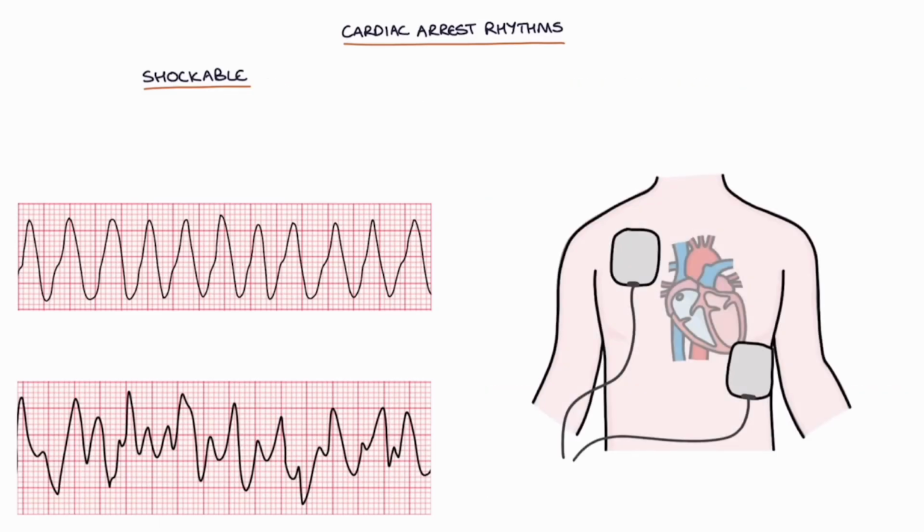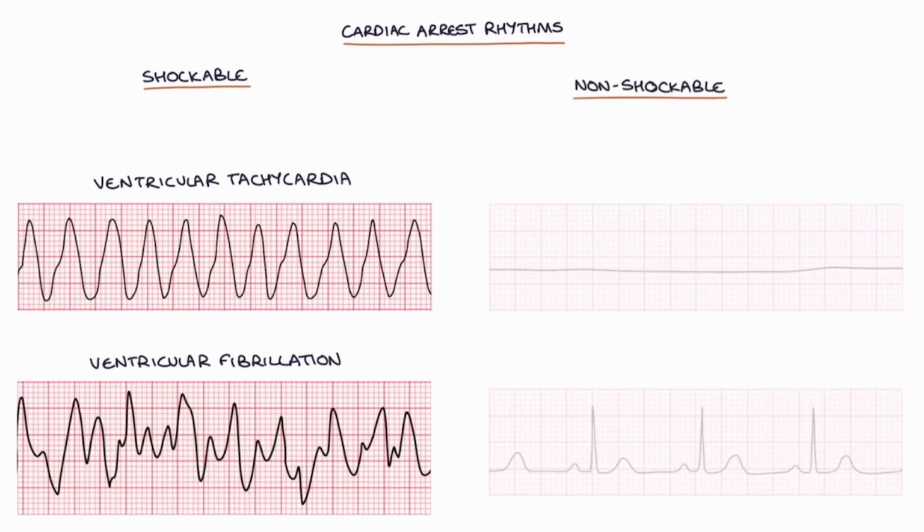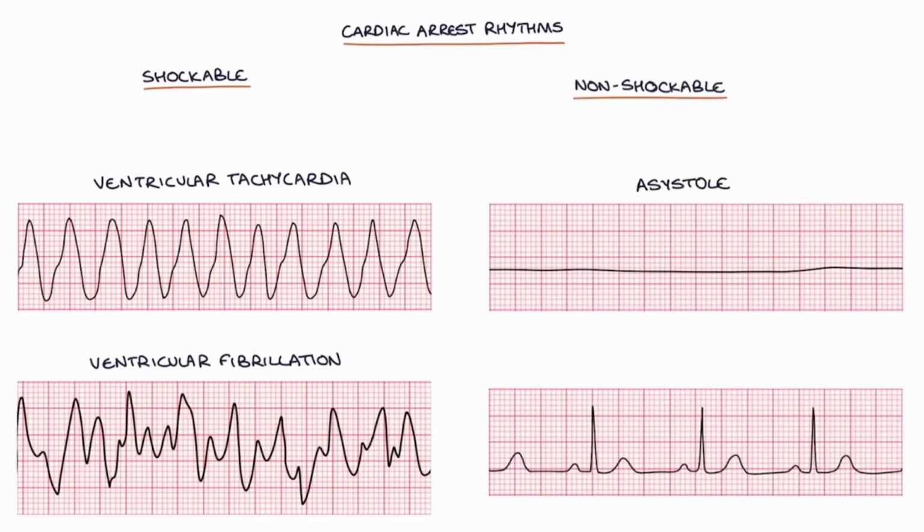The shockable rhythms are ventricular tachycardia and ventricular fibrillation. The 2 non-shockable rhythms are asystole, which is where there's no significant electrical activity, or pulseless electrical activity, which is all electrical activity except ventricular fibrillation or ventricular tachycardia. And this includes if the patient has sinus rhythm but no pulse.